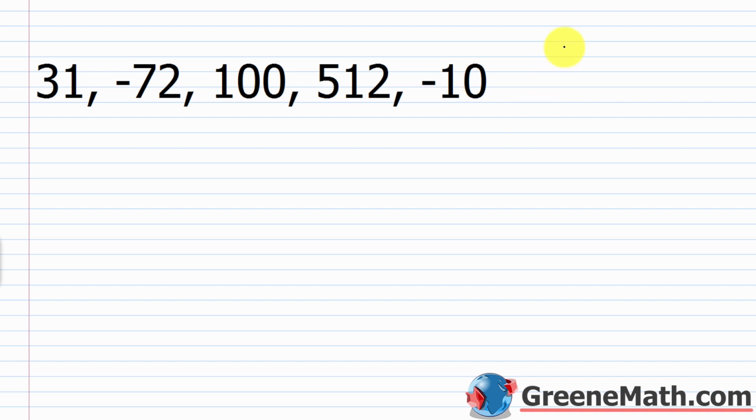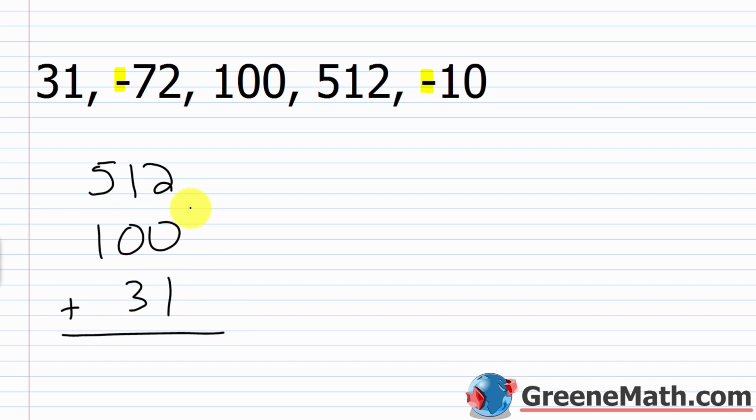So to find the sum here, we have some negatives involved. So we want to add our positive values first. So that's 512, 100, and then 31. So 2 plus 0 plus 1 is 3. 1 plus 0 plus 3 is 4. 5 plus 1 is 6. So the positive values here add up to 643. Your negative values here, negative 72 and negative 10, would give you negative 82.